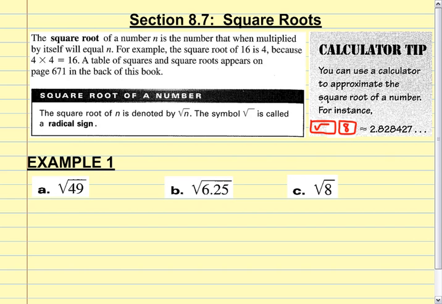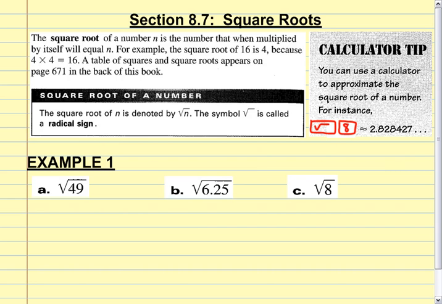The square root of a number, okay? The square root of a number n is the number that when multiplied by itself will equal n. So let me ask you this. The square root of 25 is the number that when multiplied by itself gives you 25. What number multiplied by itself gives you 25, Elizabeth? 5. Okay, so 5 is the square root of 25.